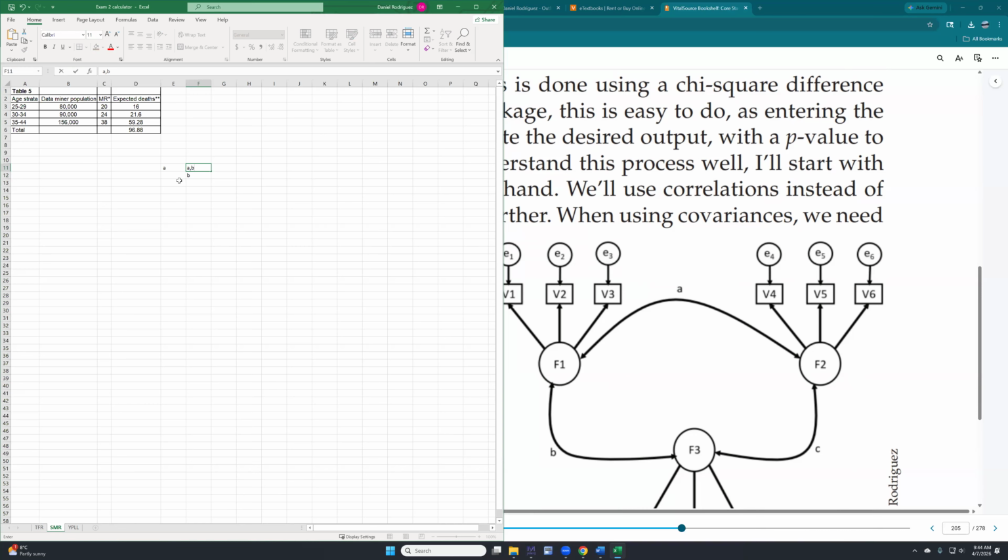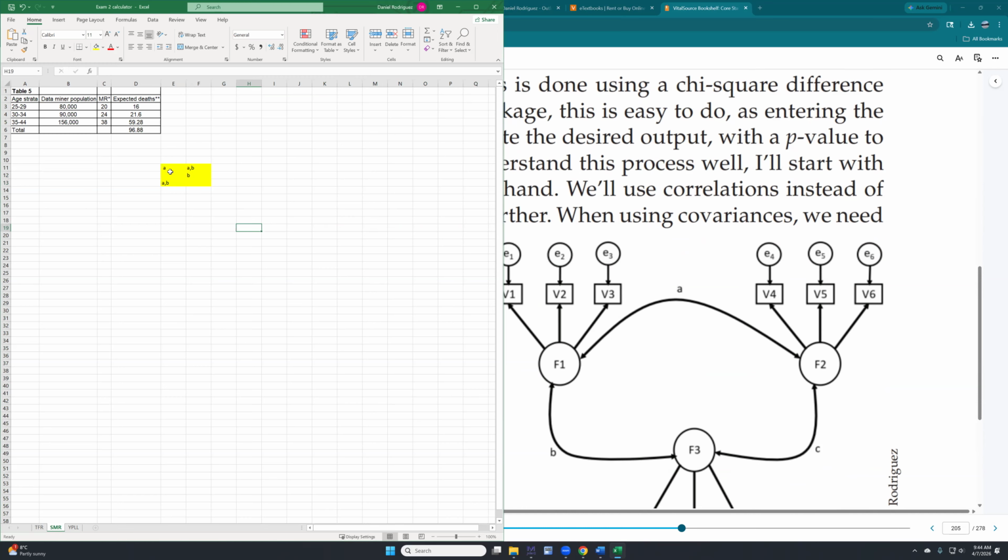B, and then here A, B. So this is like a 2x2 matrix, right? On the diagonals, you have the variances of each variable. So there's two variables, A and B. You have the variances of each variable, and then on the off diagonal, we have their covariances, right? So a standardized covariance is a correlation, right?